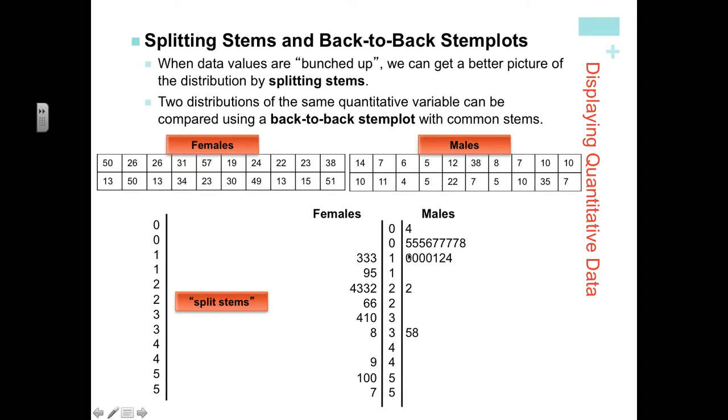So now they're in red. Here's 1, 3. So 13, 13, 13, 15, 19, 22, 23. And then the flip side is on the males. Here's 4, here's 5, 5, 5. Here's 10, 10, 10. Here's 22. Here's 35. Here's 38. Here's 38 on the female side. So it's easier to compare the distributions when they're back to back like this.